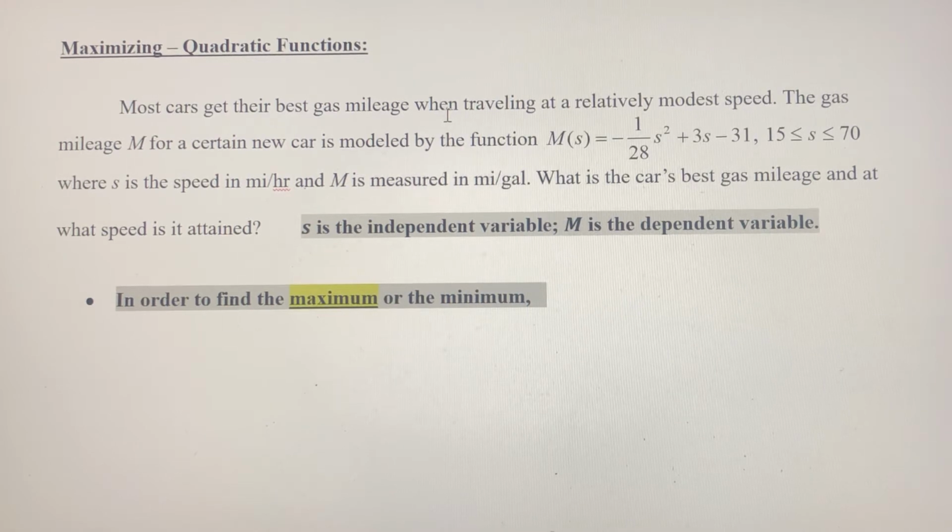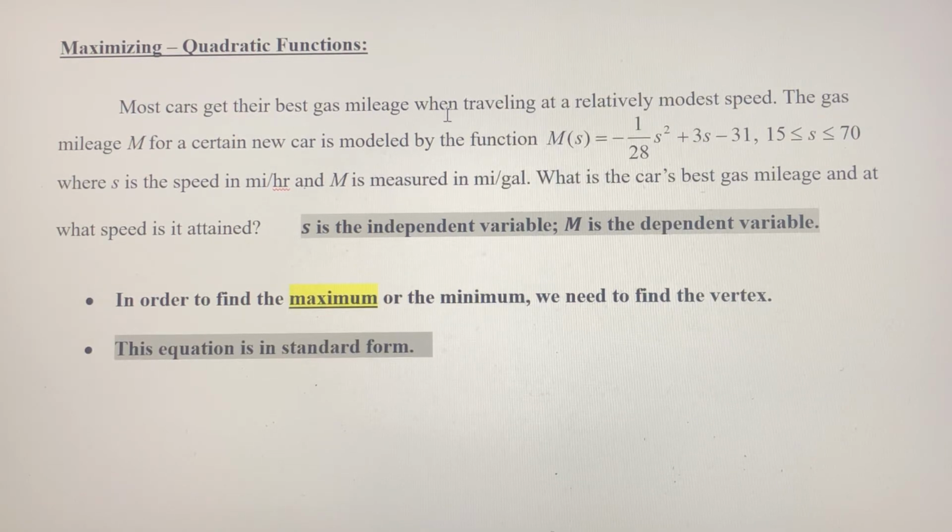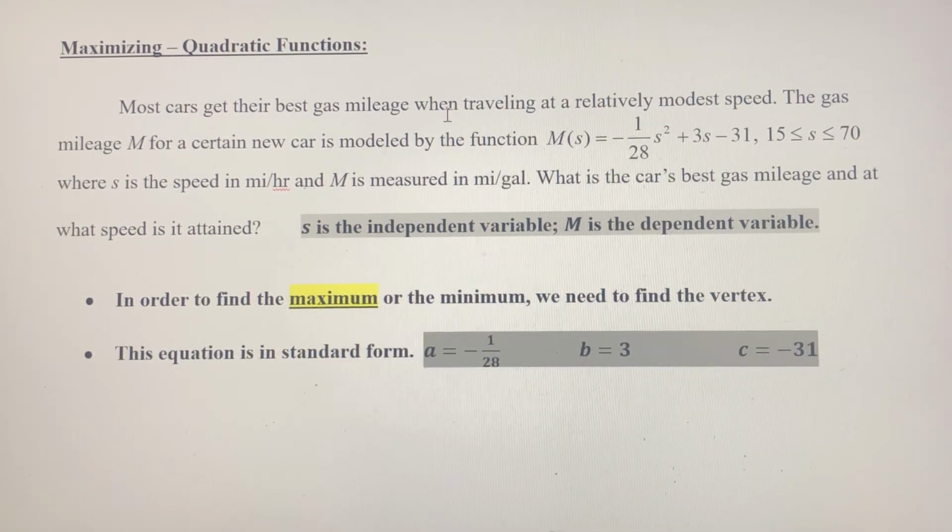So in order to find the maximum or minimum, you've worked with quadratics quite a bit now. Remember, you have to find the vertex. So we're going to need the x coordinate, or the s coordinate in this case, and the m coordinate to find the maximum gas mileage and the speed that achieves that. This equation is in standard form, so we're going to use negative b over 2a to find our vertex s coordinate. So we're going to plug our values in. a was negative 1/28, b was 3, and c was negative 31.